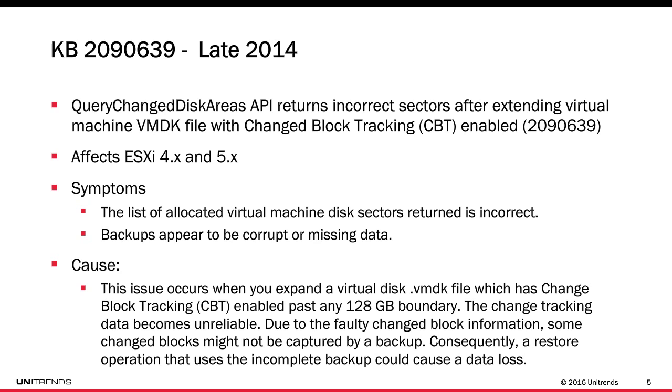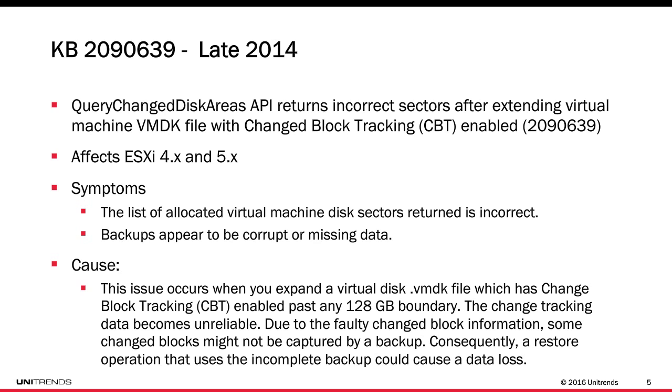So if you had actually, with change block tracking turned on, enabled that file to go past the 128 gigabyte boundary, what would happen was your change block tracking would become unreliable. And due to the faulty information that was coming back, some of the change blocks might not be captured by your backup. So consequently, your restore operation would potentially not restore all the data because you're essentially using an incomplete backup that could result in data loss. Now, this affected both ESXi 4.x and 5.x. And it is one of those things that potentially could result in that kind of silent corruption.